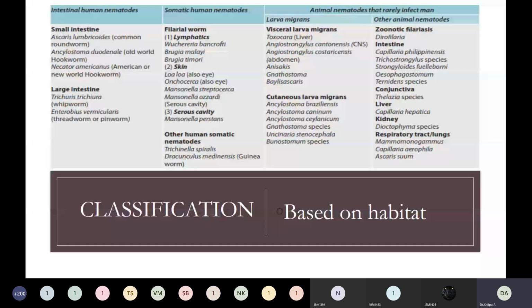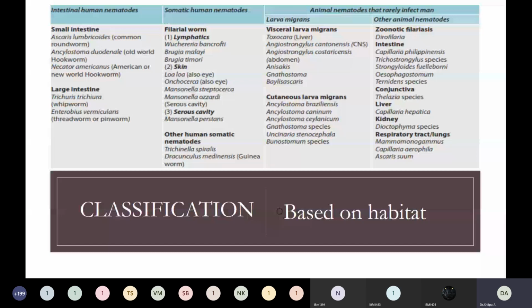Now coming to somatic human nematodes, usually the filariform worms are considered somatic, and under that, filarial worms again, a few reside in lymphatics, like Wuchereria bancrofti, Brugia malayi, Brugia timori. These reside in lymphatics, and Loa loa, Onchocerca, Mansonella streptocerca, Mansonella ozzardi will reside in skin. Okay, and Mansonella perstans will reside in the serous cavity.